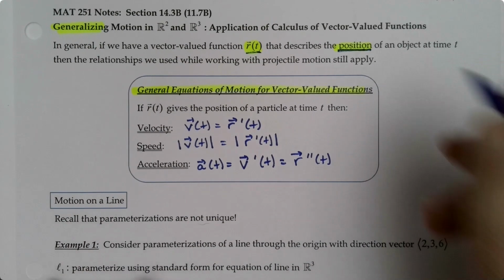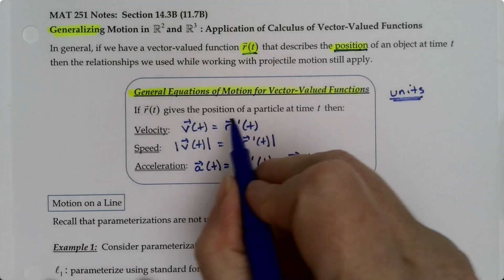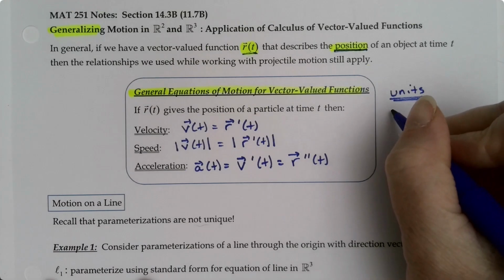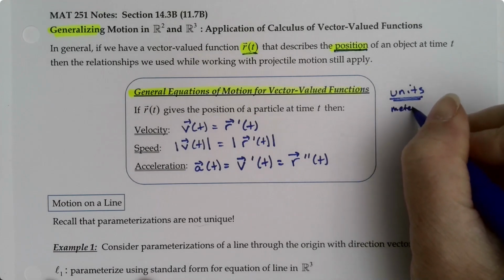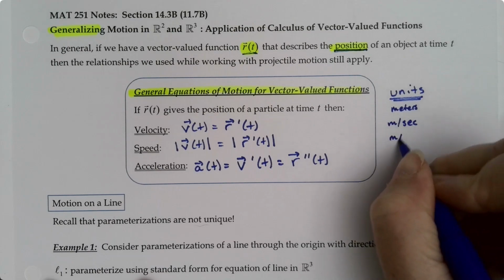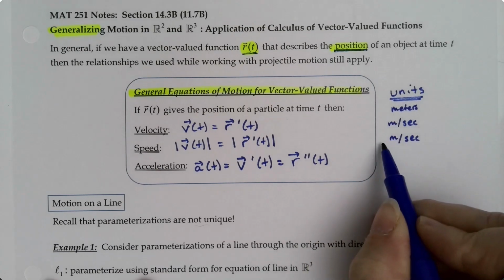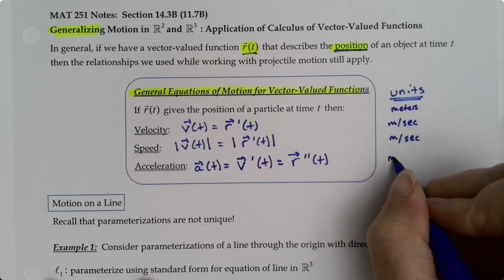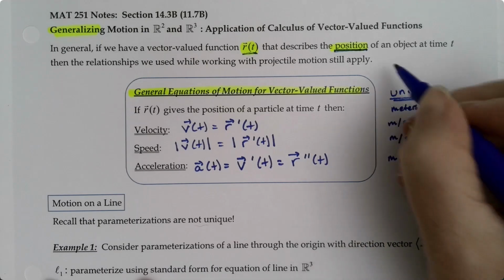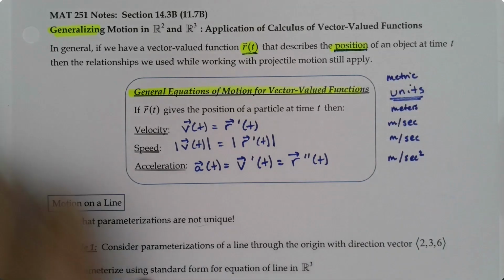And just for fun, let me throw in some units over here. So for r of t, the most common one for us is meters, and this would be meters per second. So velocity would be meters per second, speed would be meters per second, and acceleration would be meters per second squared, right? So this would be metric units that I'm doing here.